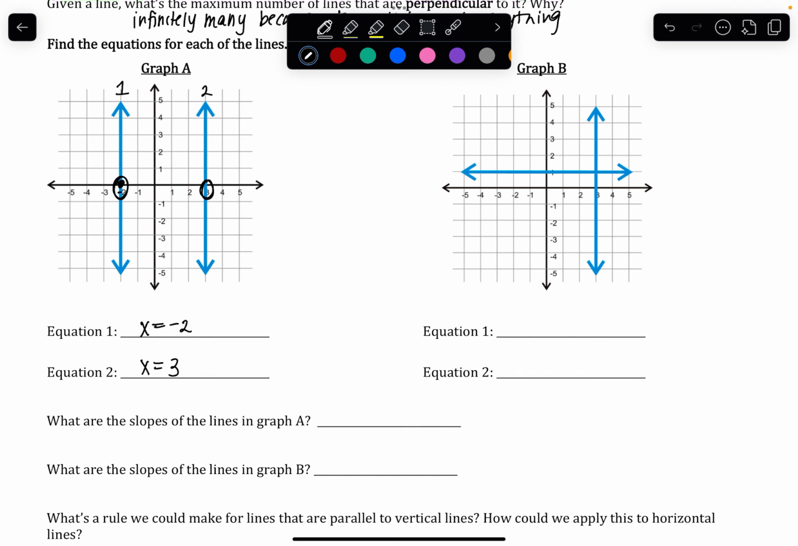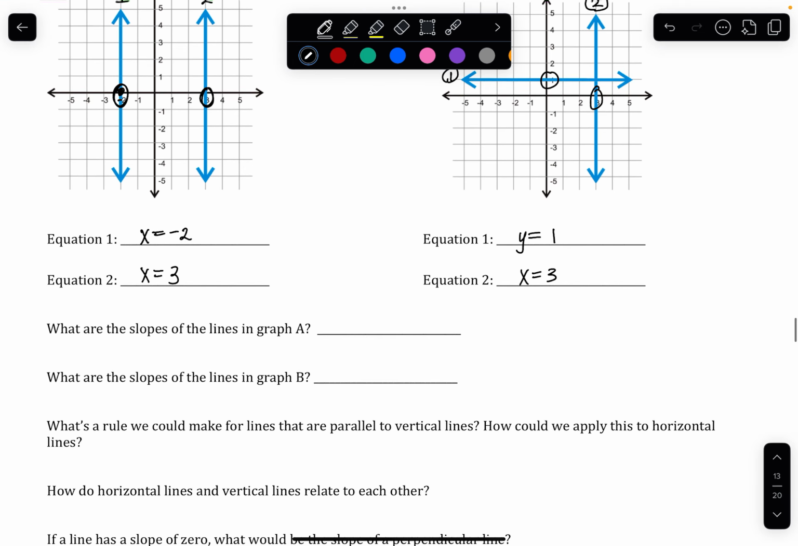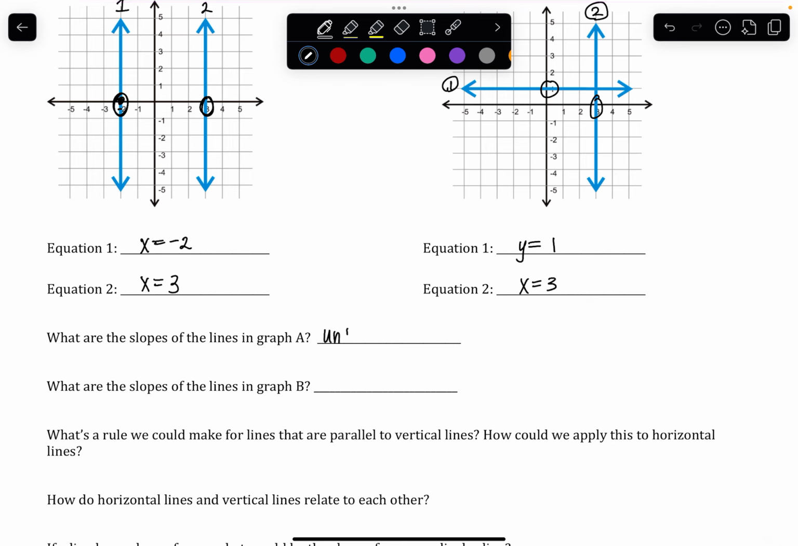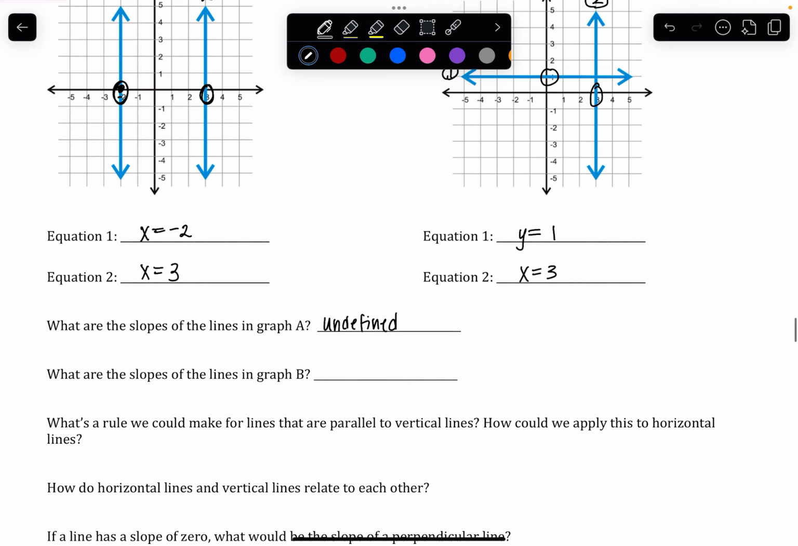Okay, and then for graph B, I'll call this equation 1 and this one equation 2. Equation 1 is crossing the y-axis, so it is a y equals equation, and it's crossing at 1. And then equation 2 is another vertical line crossing at x equals 3. So the slopes of the lines in graph A are undefined. Anytime you have a vertical line, it has an undefined slope.